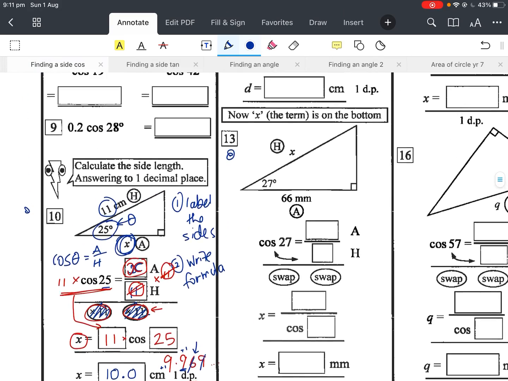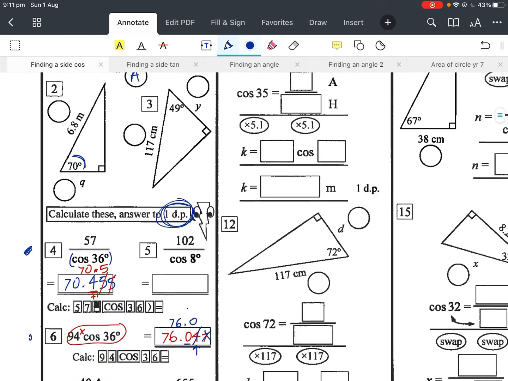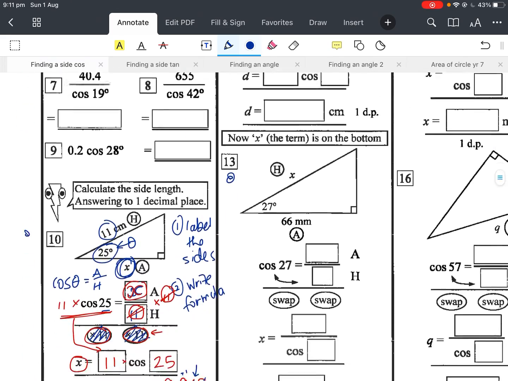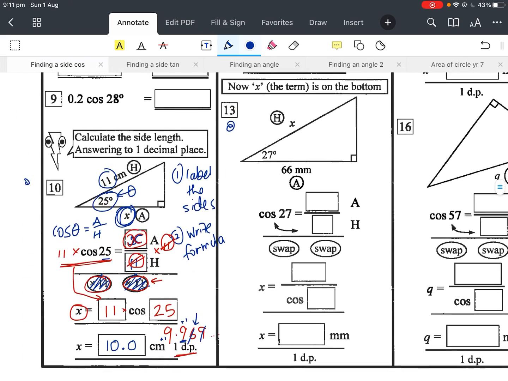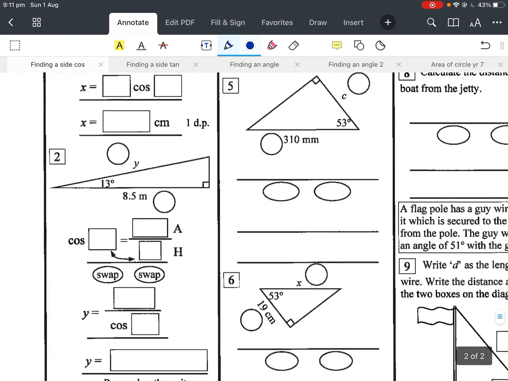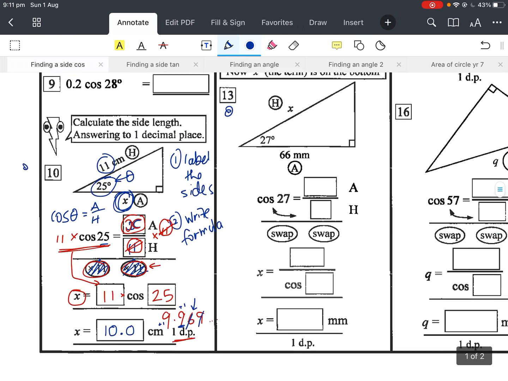All right. Now, questions 11 and 12 are the same as question 10. So I'll give you a minute to have a go at that. Remember, I'll post the answers soon, so you've got those as well. I don't think they're on here, are they? No, they're not. I'll post them up.